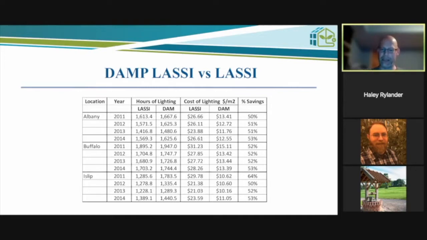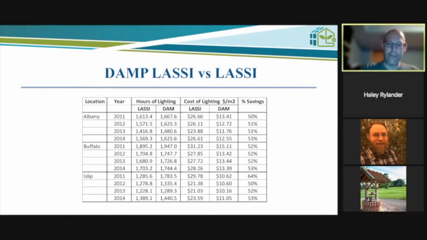So it seems like a pretty good way to potentially save a lot of money on your lighting. And as I say, this is an algorithm that we're testing at Cornell, and hopefully we'll be able to get it out to commercial use or to testing in the future.